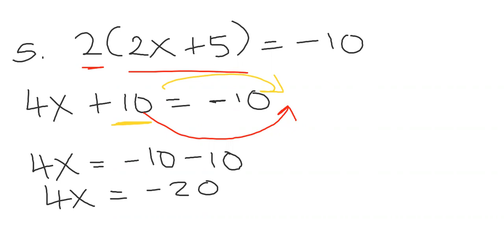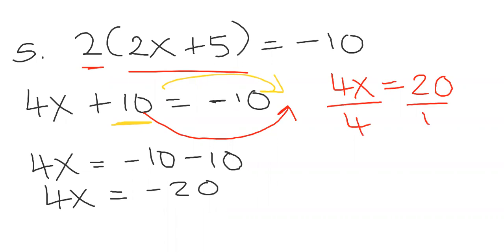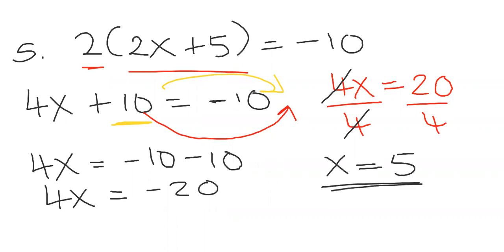So we take our equation, 4x is equal to negative 20, and divide everything by 4. That 4 is the coefficient of x. If the numerator and the denominator are the same, they are going to cancel out, which means we are left with an x here. Then negative 20 divided by 4 is negative 5. That's our final answer.